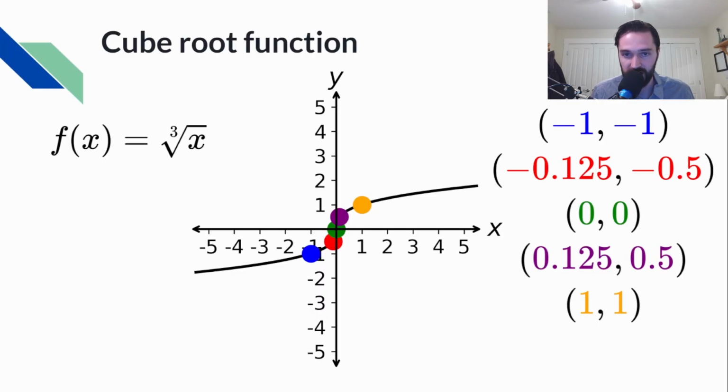So this is how we can visualize functions. We plot a bunch of points, and we draw a curve through those points, and we say this is what the function looks like.